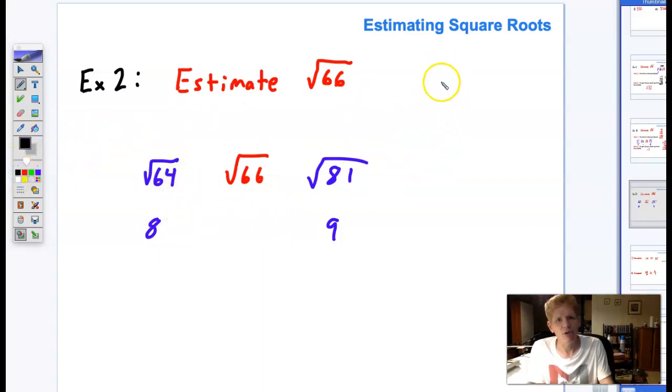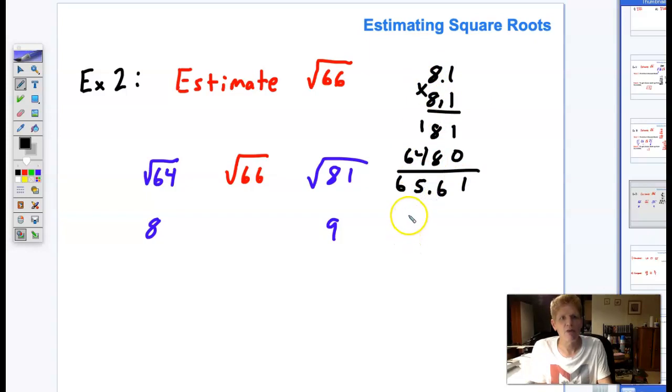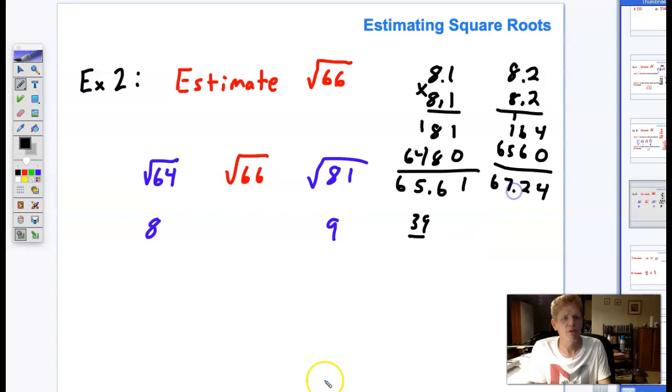Let's guess 8.1. So 8.1 times 8.1 is 65.61. Now that's really close to 66, isn't it? Let's see if we can get closer. Now this one is 39 away. That's how far we are. Let's try 8.2 and see if we can get closer. 8.2 squared is 67.24. Well, this is much further away than 66. This is 1.24 away from 66. So we know that our best estimate for the square root of 66 is in fact 8.1. And that's all there is to it.